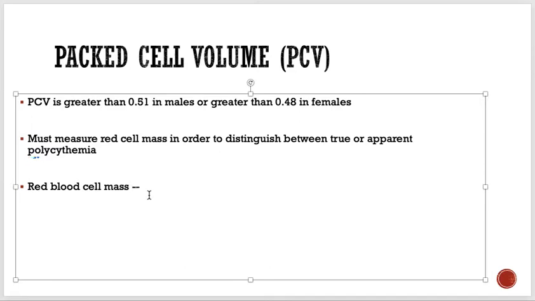We measure it by labeling the red cells, the RBCs, with a radioactive isotope. When we label them with the radioactive isotope, the predicted red blood cell mass can be calculated based on the patient's height and weight. True polycythemia is diagnosed if the red blood cell mass is more than 25% higher than the predicted one.